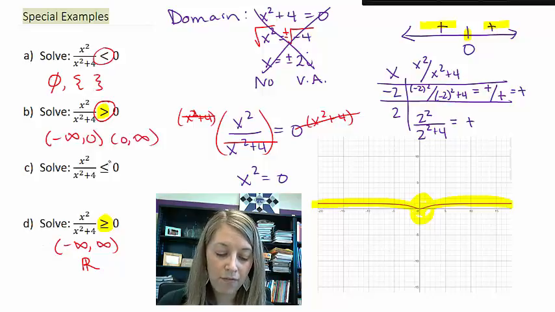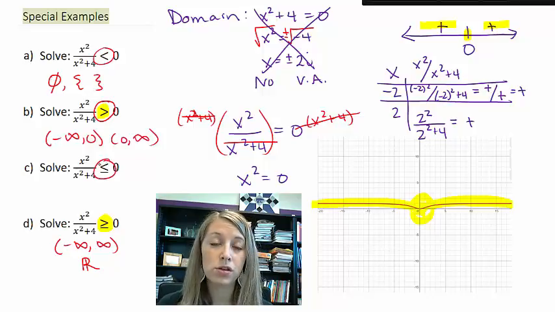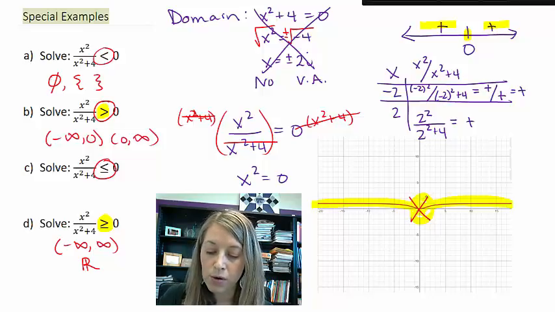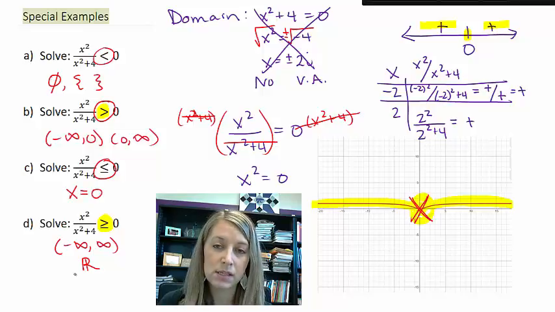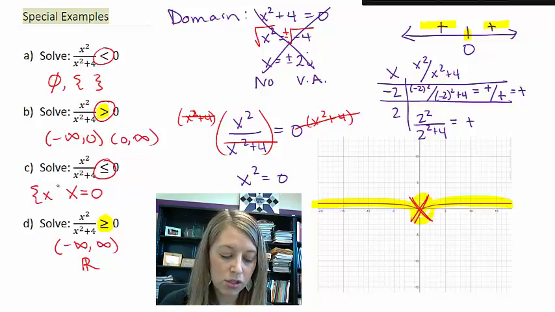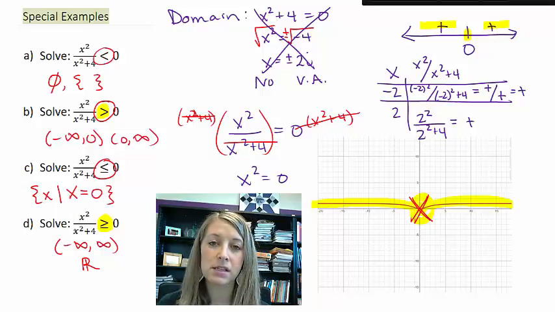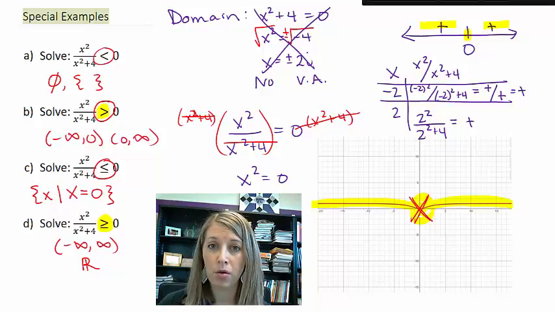And then where is this graph less than or equal to 0? Well, there's no place where it's strictly less than 0, but there is one place where it is equal to 0. And so the only answer there is when x is equal to 0 itself. So you might want to put that in set builder notation, so x such that x is equal to 0. Okay, and so again, you see why this is a special case, because it's mostly all above or below the x-axis.